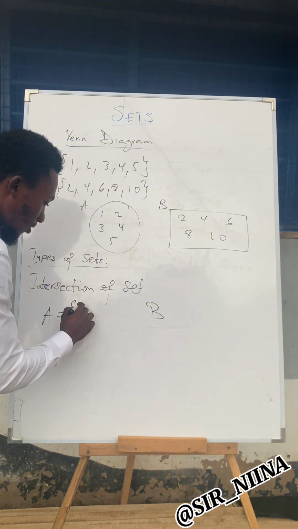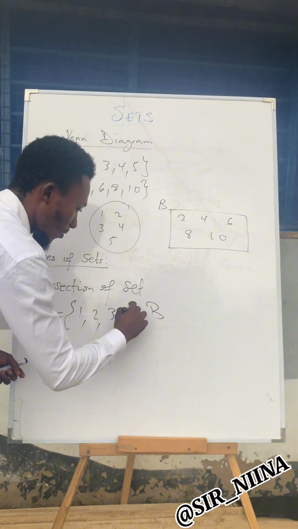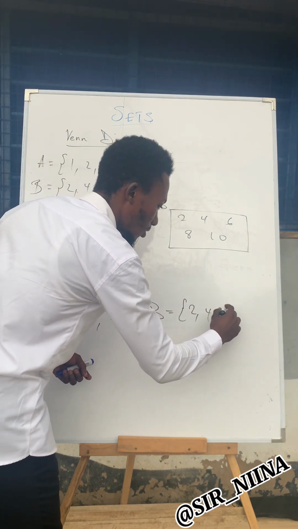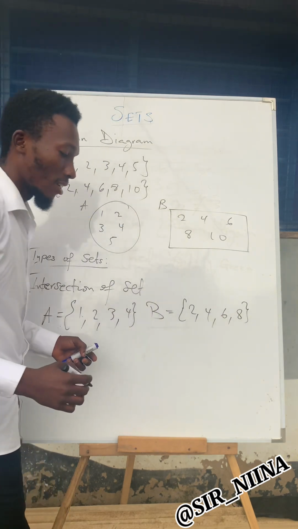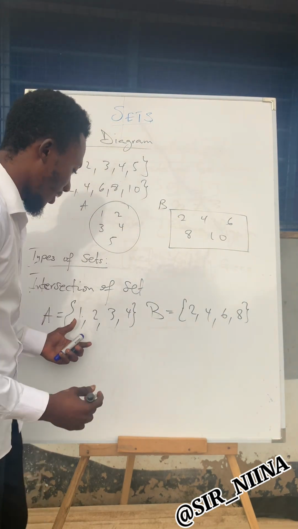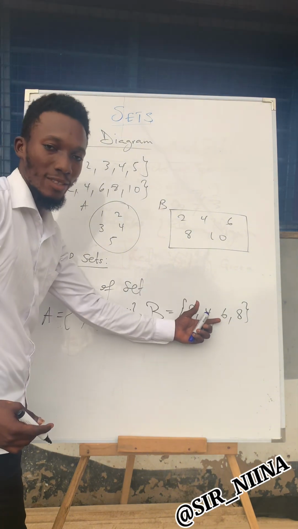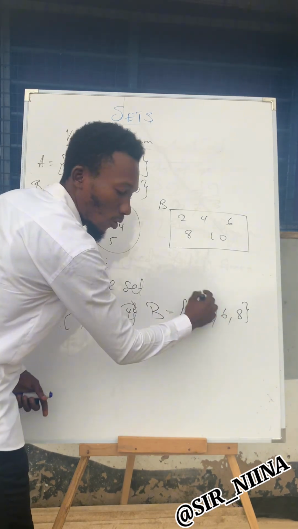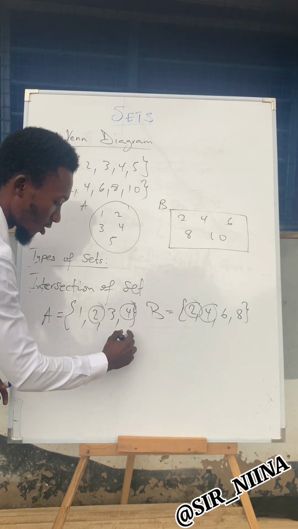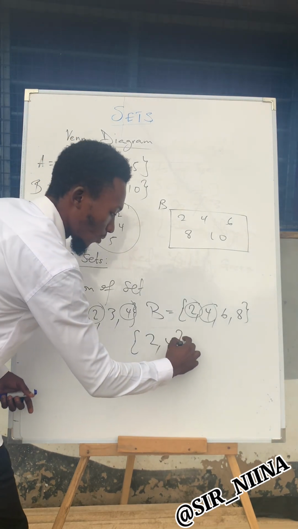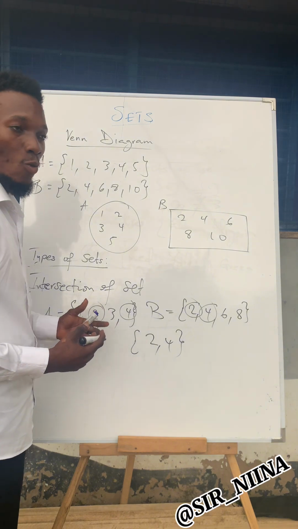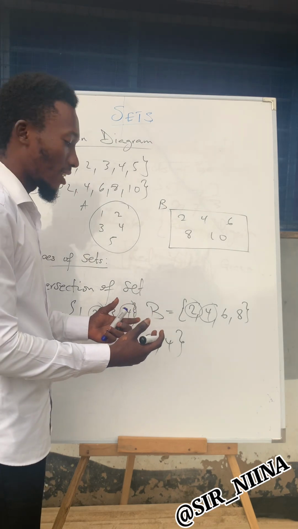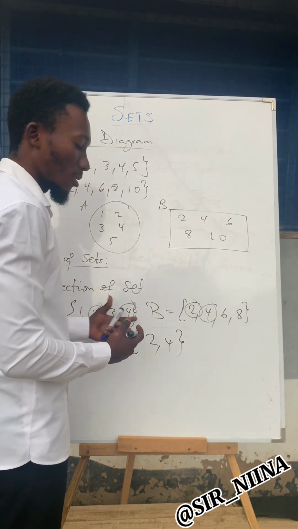So for instance, we have set A and set B. Let's say set A has 1, 2, 3, 4 and set B has 2, 4, 6, 8. Now these two sets are intersecting because there are elements in set A that are also in set B, which are 2 and 4. So the intersection of these two sets is 2 and 4. This is what we term as the intersection of sets, when there are elements in one set and the same elements are in the other set. The two sets intersect.